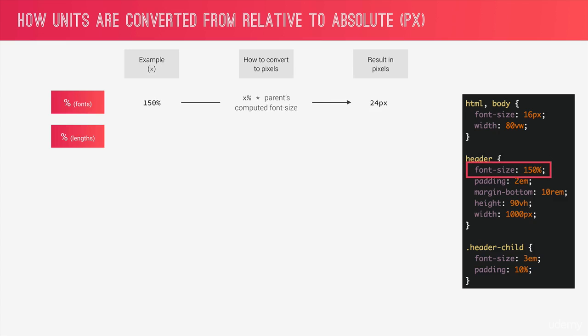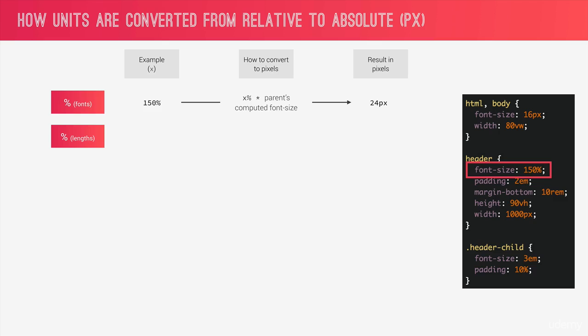And what that means is that the element will have a font size 150% larger than its parent element. In this case, the parent element is simply the HTML or the body, with a font size of 16, and so the header will have 150% of that, which gives us 24 pixels. And that's how it works. Quite simple, right? Now, for length, expressed in percentages, it works a bit different.